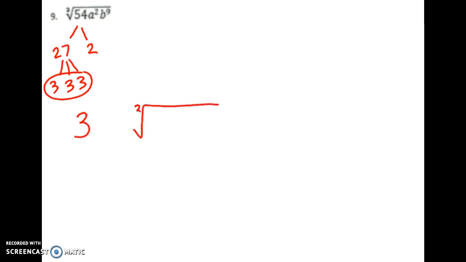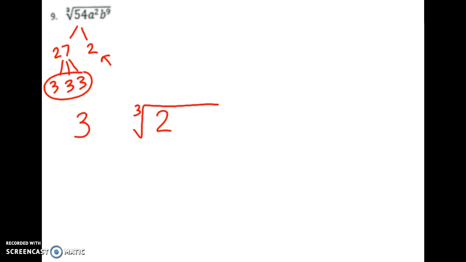All right, number 9. 54 isn't a perfect cube, so we have to factor that out some. So we know that 27 multiplied by 2 gives us 54. And we know that 27 is a perfect cube. 3 times 3 times 3 is 27. So with that, we know that we can pull out a 3. And that 2 isn't in a group of 3, so it has to stay inside.